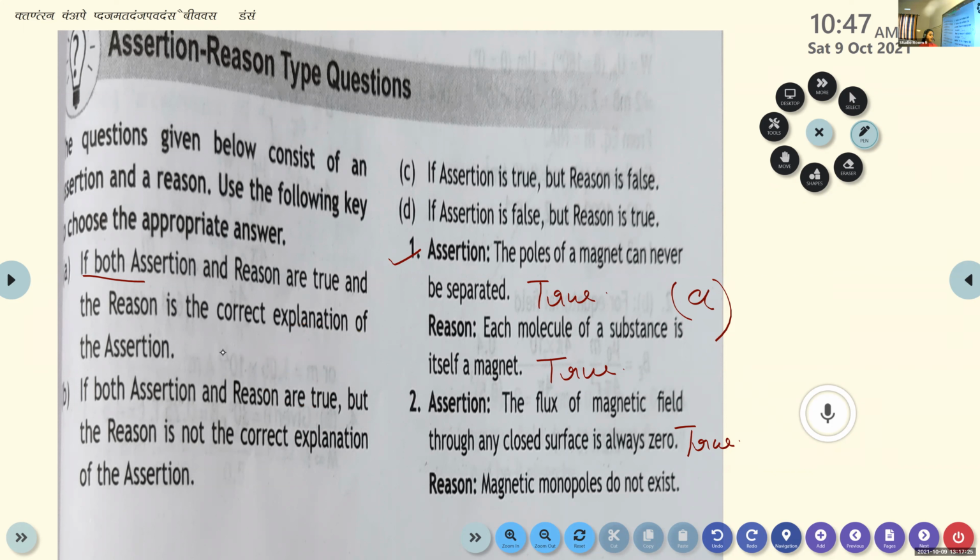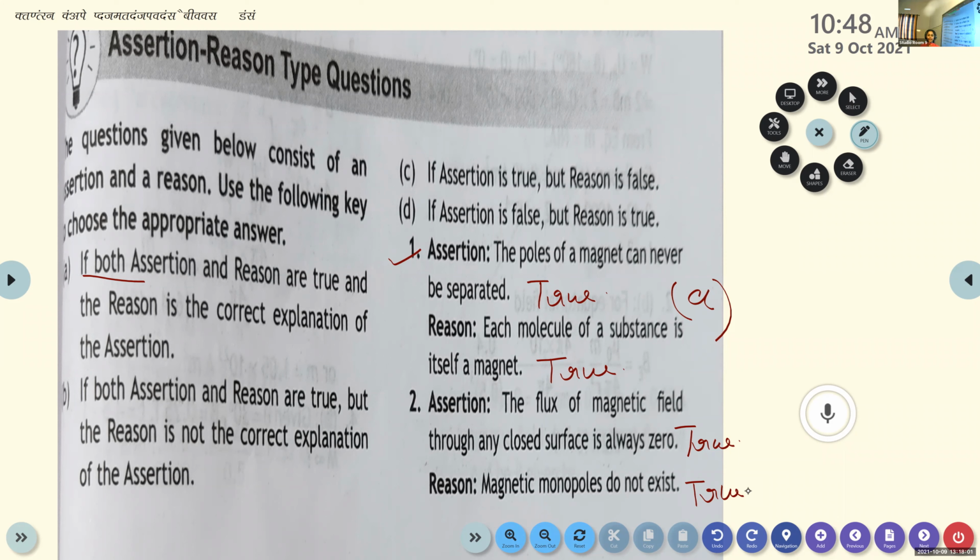Then the reason: magnetic monopoles do not exist. Is it true or false? True. It is also true. So the next step, check whether this reason is the correct explanation for the assertion. Naureen, what do you think? Is this reason the correct explanation for the assertion? Yes, here the reason is the correct explanation for the assertion.